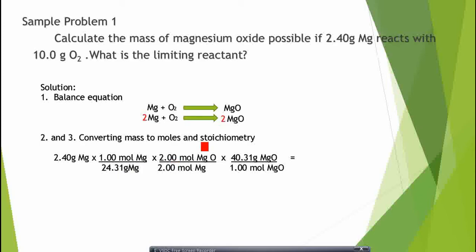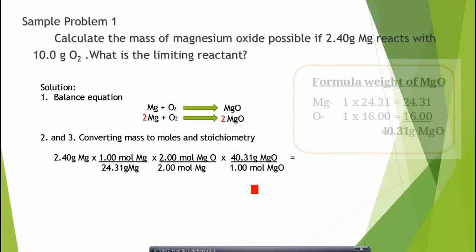It is in our balanced chemical equation: 2 moles of magnesium oxide divided by 2 moles of magnesium, also in our balanced chemical equation, times 40.31 grams of magnesium oxide divided by 1 mole of magnesium oxide. The 40.31 grams of magnesium oxide is the formula weight of magnesium oxide. So how do we get the formula weight of magnesium oxide?